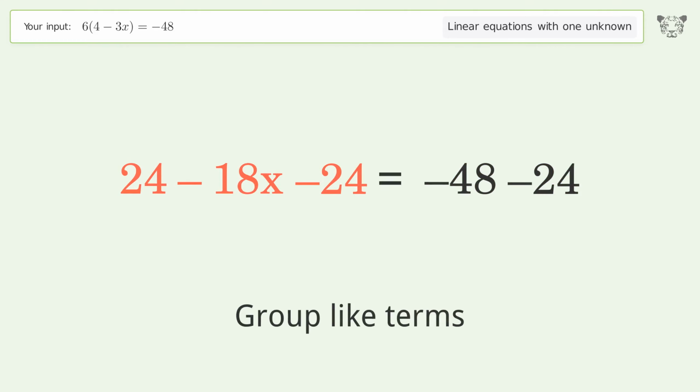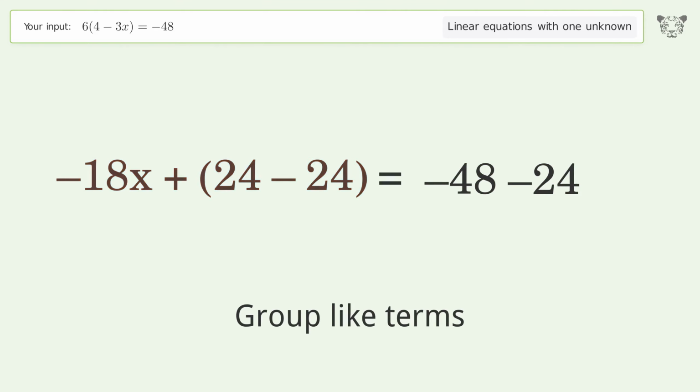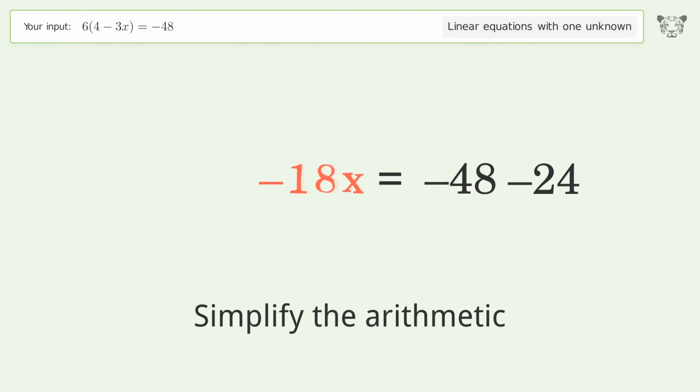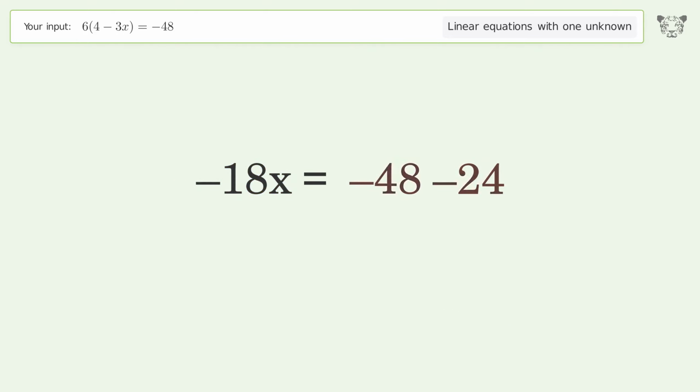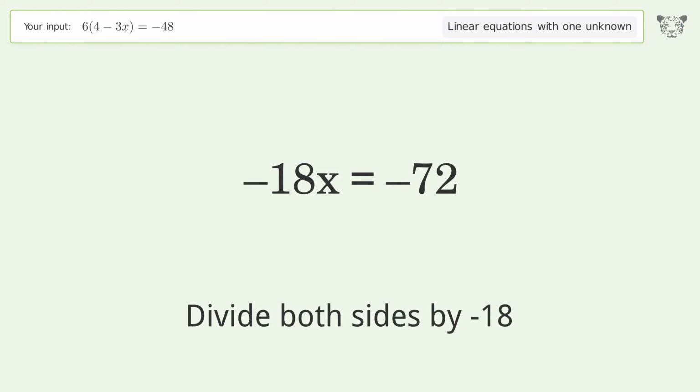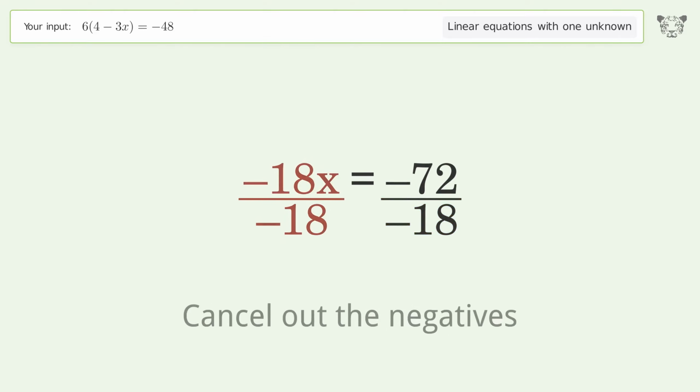Group like terms. Simplify the arithmetic. Isolate the x. Divide both sides by -18. Cancel out the negatives.